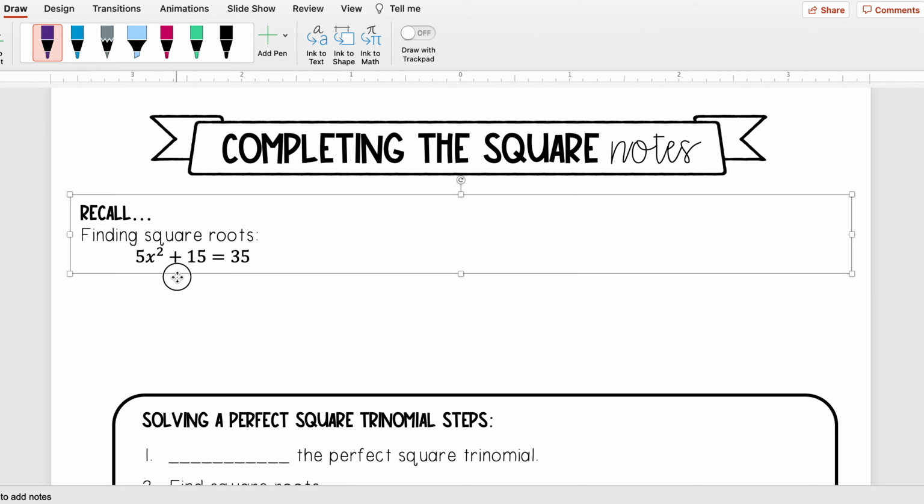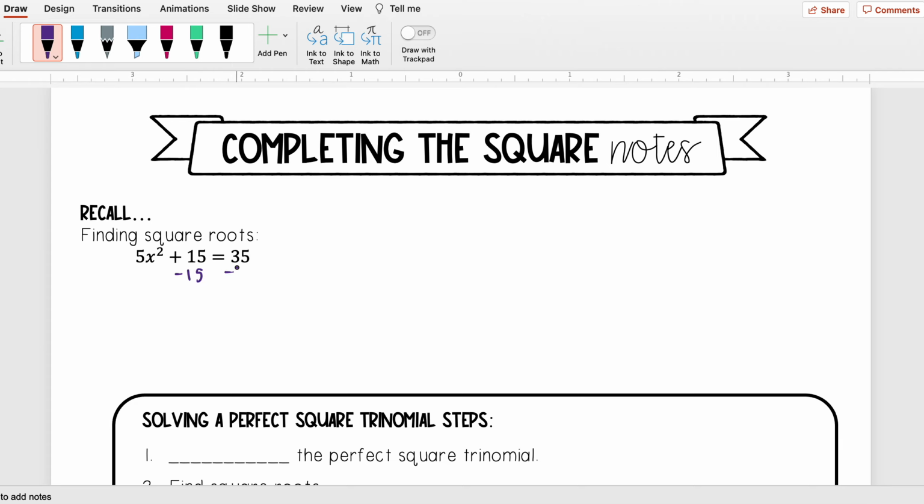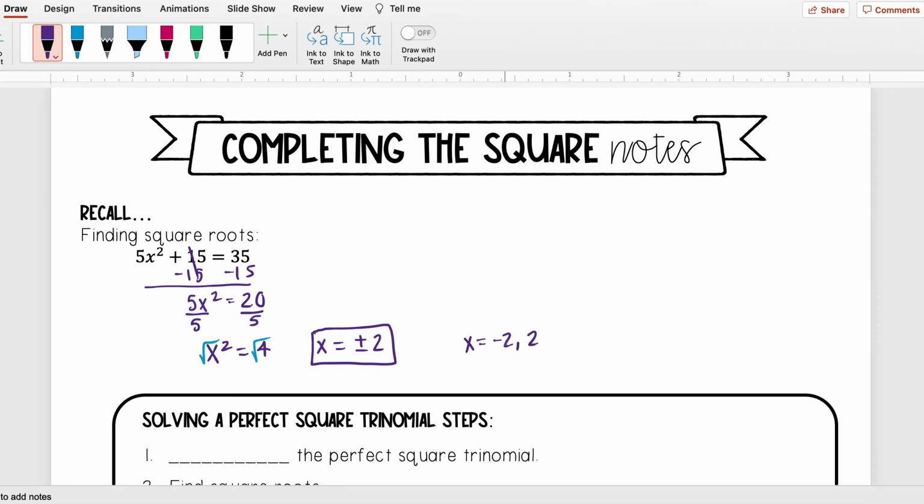So to solve this one, I would first subtract 15 from both sides. And when I subtract 15, I get 5x squared is equal to 20. I'll divide both sides by 5 to get x squared is equal to 4. And then I would take the square root on both sides. Something that we learned is that when we take the square root, our answer is going to be both the positive and negative of that number. So I would get plus or minus 2. Another way you can think of that is that x is equal to negative 2 and positive 2.